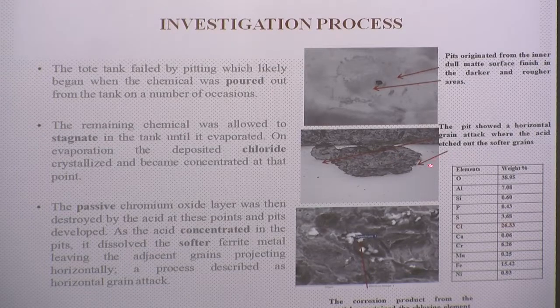Which tells us about horizontal attack, that's the morphology of this pit. When they did an analysis, an SEM using microprobe, in the pit itself, on these white particles, they found different elements, and they found 26% chlorine. The concentration of chlorine is very high. So what happened? The tank failed by pitting, which likely began when chemicals were poured out of the tank. When they poured the chemical out, the residue was left there, it stagnated and crystallized, the chlorine crystals came out, and that attacked the passive layer of the stainless steel, and the pitting started.